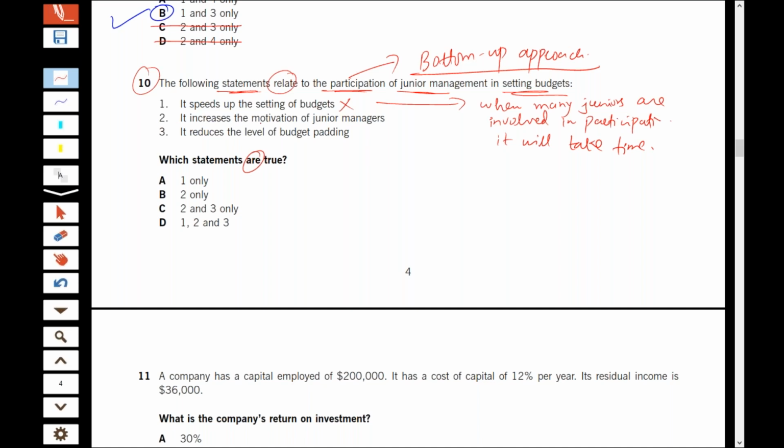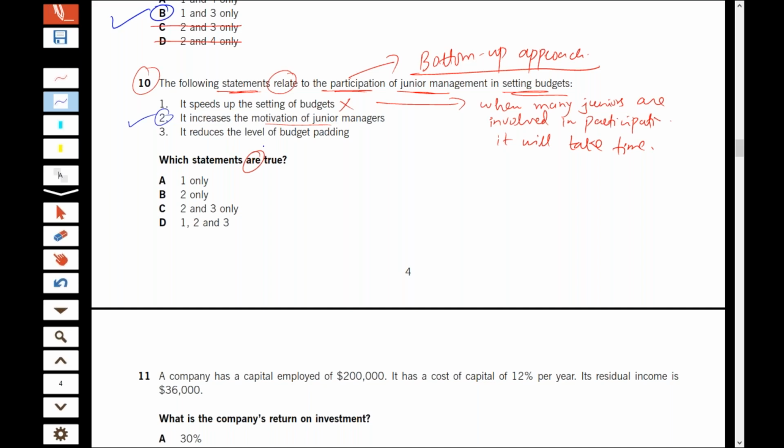Number two, it increases the motivation of junior. Obviously, yes, because if you allow someone to take part in the decision making in the budget setting process, then he or she will be motivated. Assume that you are a junior and your senior is calling you for your advice, for your suggestion. So it may be possible that you are motivated from inside. And yes, number two is the correct option.